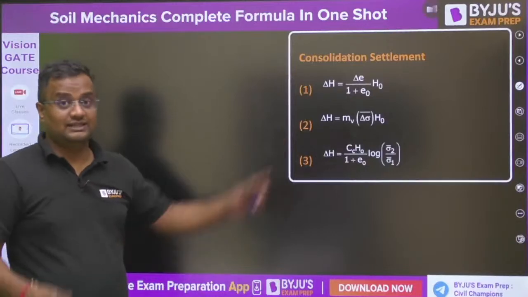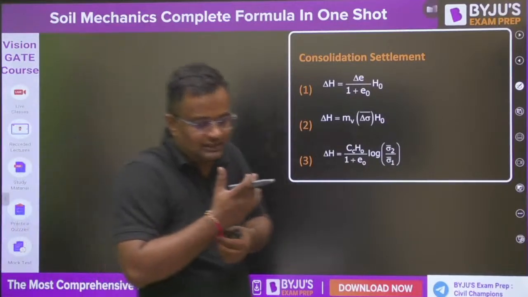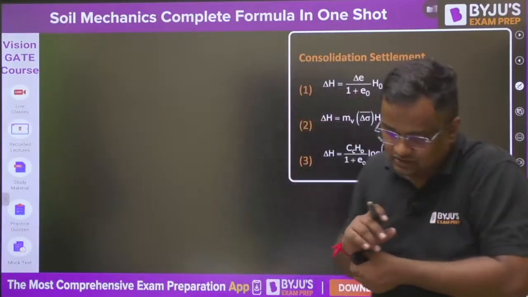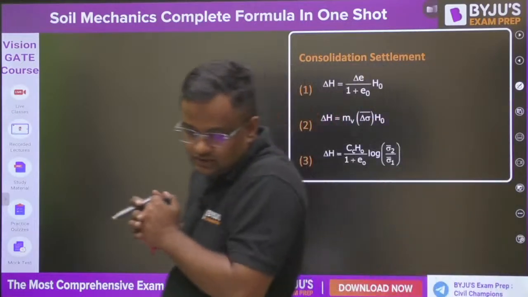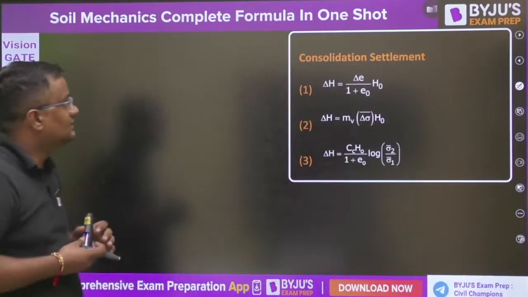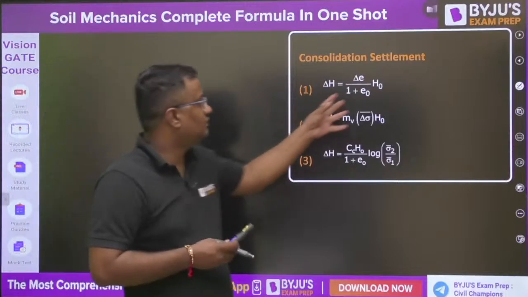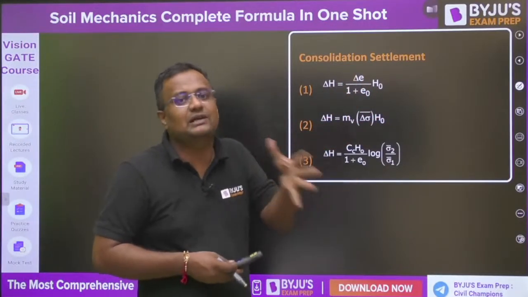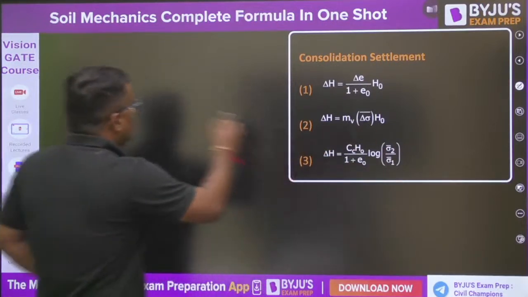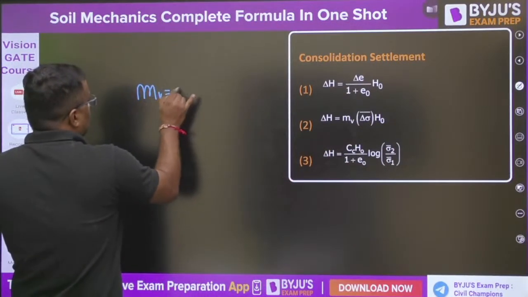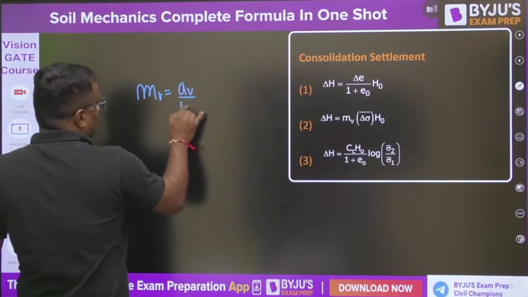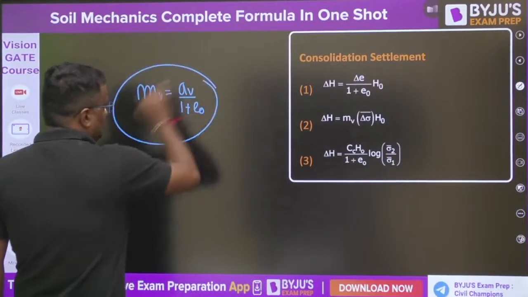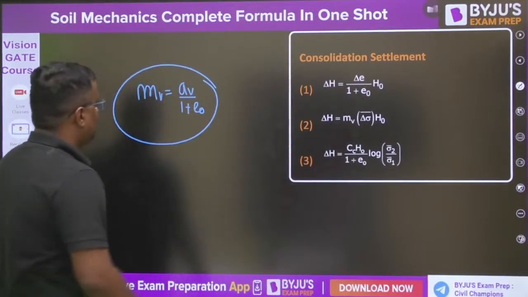Now the settlement. By default in this chapter, settlement means primary consolidation. Here the consolidation settlement ΔH is Δe upon 1 plus e0 into H0. One formula is this. Any of these formulas can be applied depending upon what values are given. mv is av upon 1 plus e0. Coefficient of volume compressibility is av upon 1 plus e0.